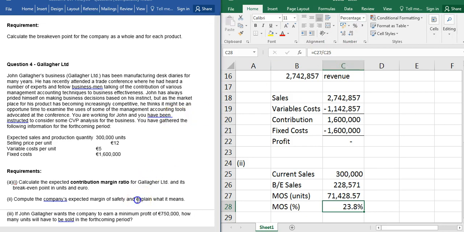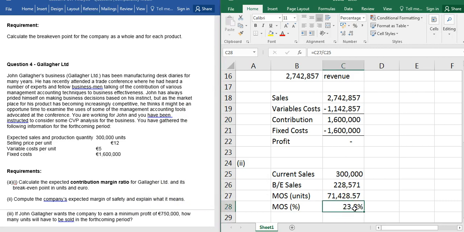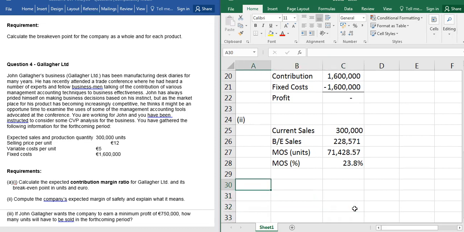So remember, you are asking the question, explain what it means. That means our sales can fall by nearly a quarter before we start to make a loss. So you have a decent enough margin of safety there before you'll start to become loss making. Right, so that deals with your margin of safety and what it means.